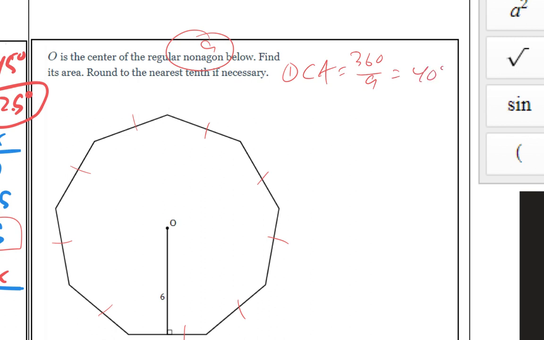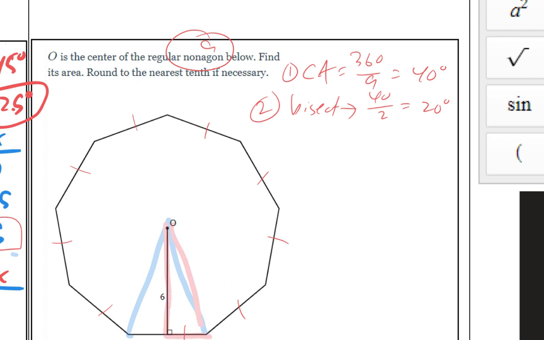You may be getting better with your math. You got 40 degrees. The second step is to bisect it, so 40 divided by 2 gives us 20 degrees. Now let's go ahead and draw our triangle in there so we get an idea. That's our central angle, and this is the triangle we're talking about. Our new bisected angle is 20.